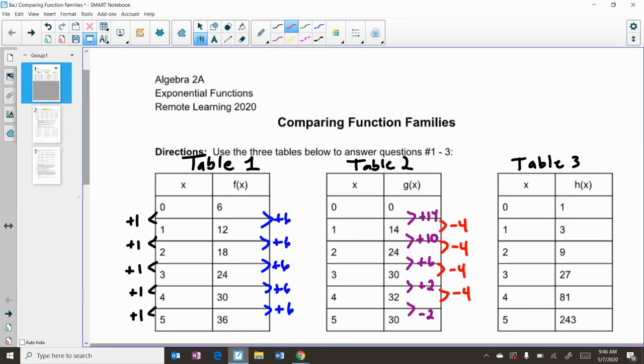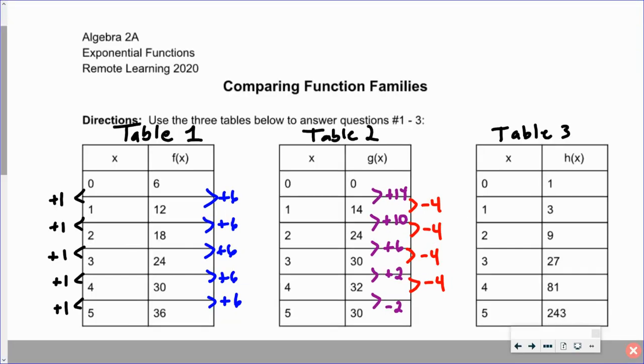Let's go back and take a look at table 3. All right, so if we try the first differences here, they're clearly not going to be constant. 1 to 3 is 2, and then 3 to 9 is increasing by 6. So again, you see that the first differences are not the same. And actually, if we went through, the second differences would not be the same either. So table 3 is not going to be linear in nature or quadratic in nature.